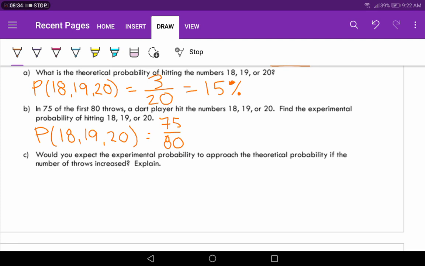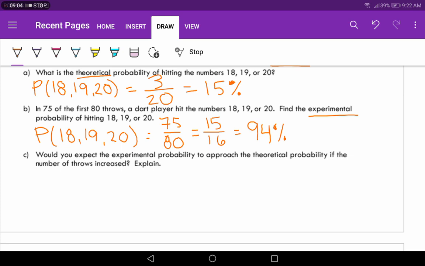75 divided by 80, again, we can reduce that. That's the same as 15 over 16. Divide those out, you will get a 94% chance. Okay, so the second is experimental, the first is theoretical. So what happened here, right? We know that the 15% to 94% is a huge, huge difference, right?